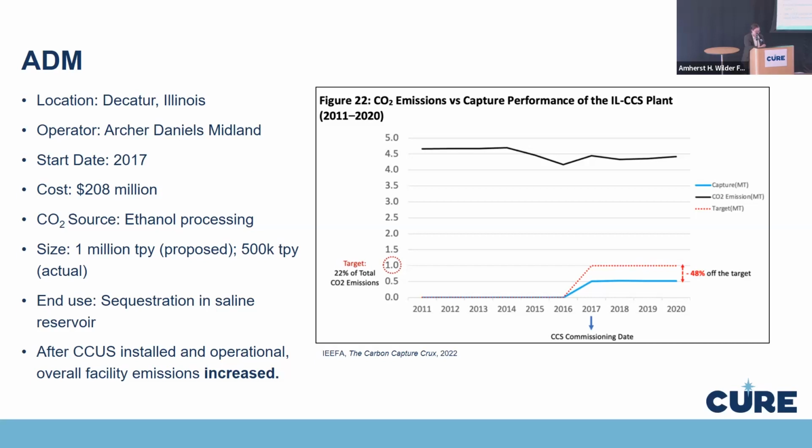But unfortunately, after this carbon capture technology was installed and became operational, overall facility emissions actually increased, as you can see from the graph over there. And I'll just note that the top dark line is overall CO2 emissions from the facility. So even if it was capturing at its anticipated rate, we're still 3.5 emissions off. That's not the unit, sorry. 3.5 emissions, that's all.